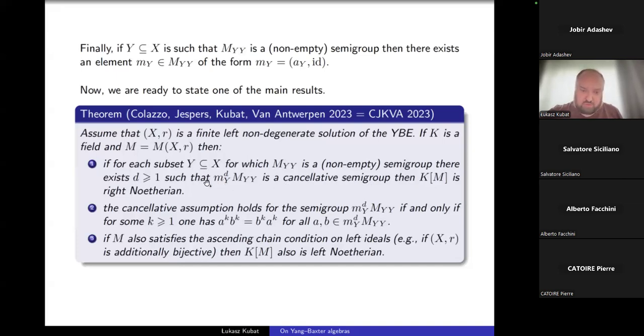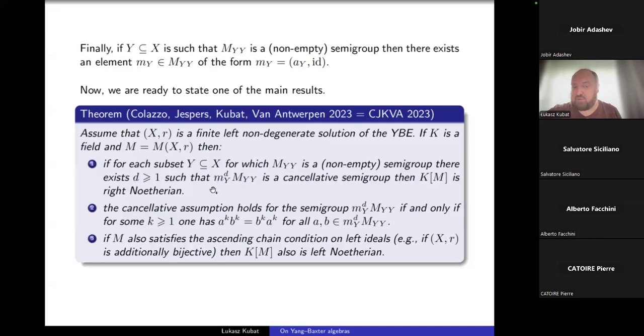Maybe these conditions look a bit technical because you have to deal with some subsets, and then you have to consider some semigroups of the structure monoid, but at least this condition is relatively easy to check because there are finitely many such semigroups, okay? Because they correspond to finite subsets of X. So the problem of checking the Noetherianity is reduced to some finite problem.